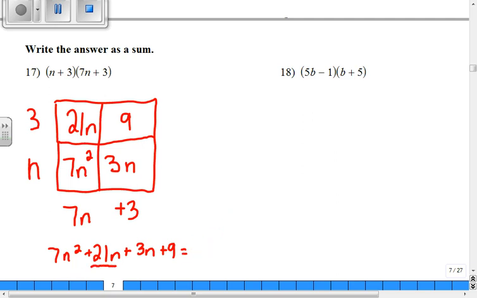Okay, I have two n terms. So in the end, I end up with 7n squared plus 21n plus 3n is 24n plus 9.